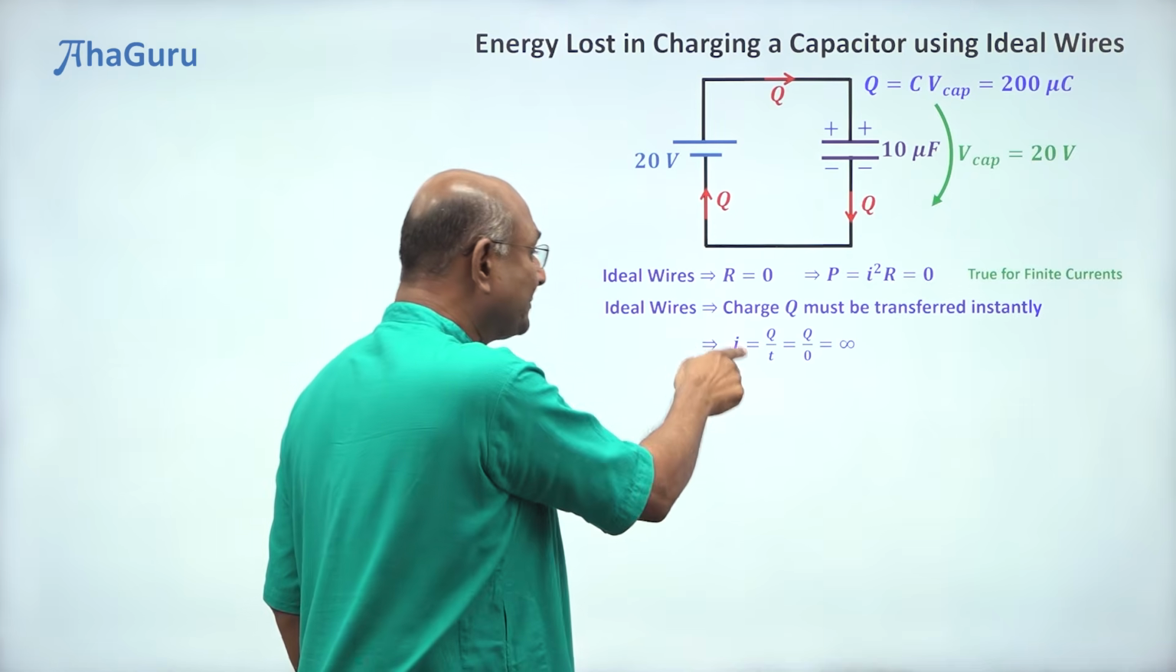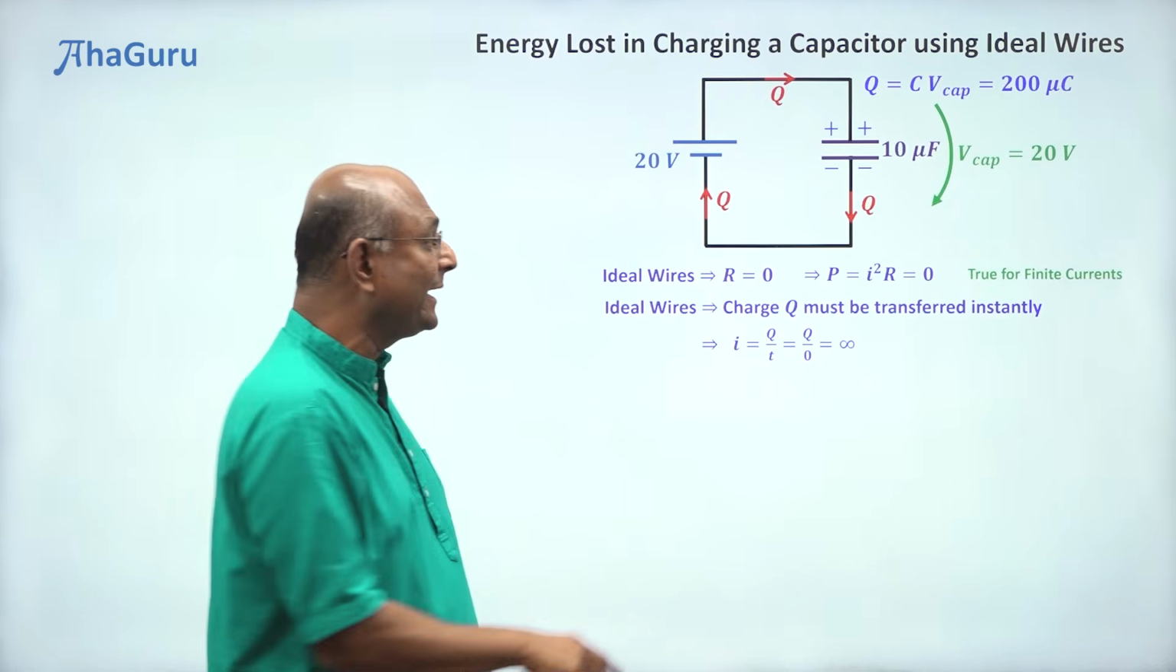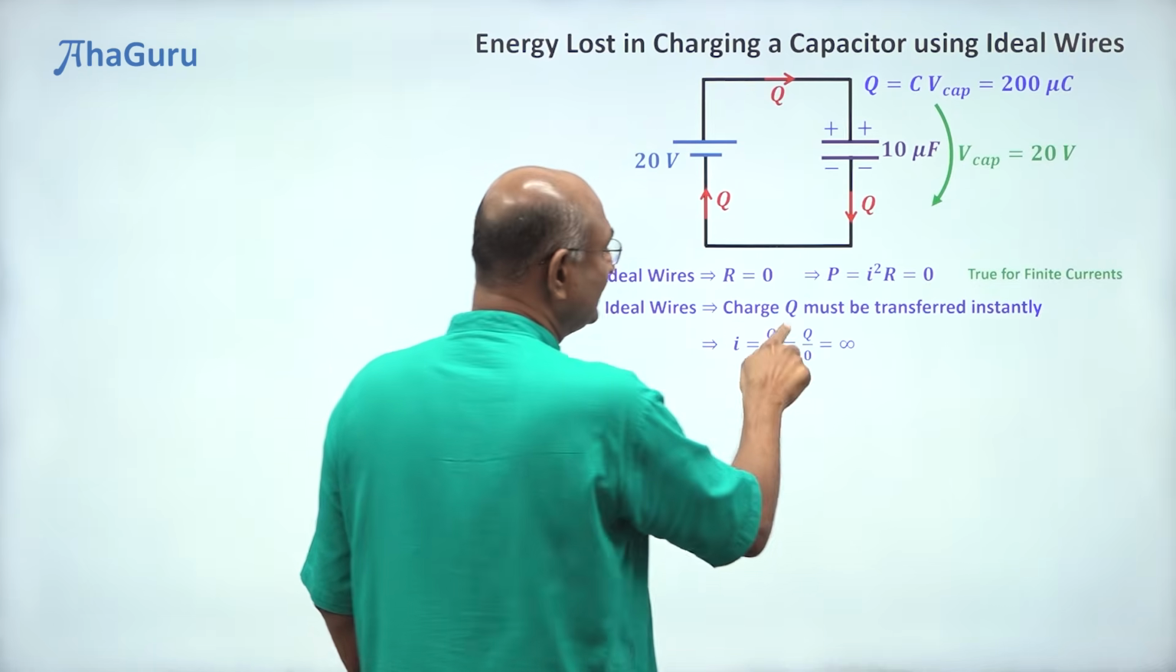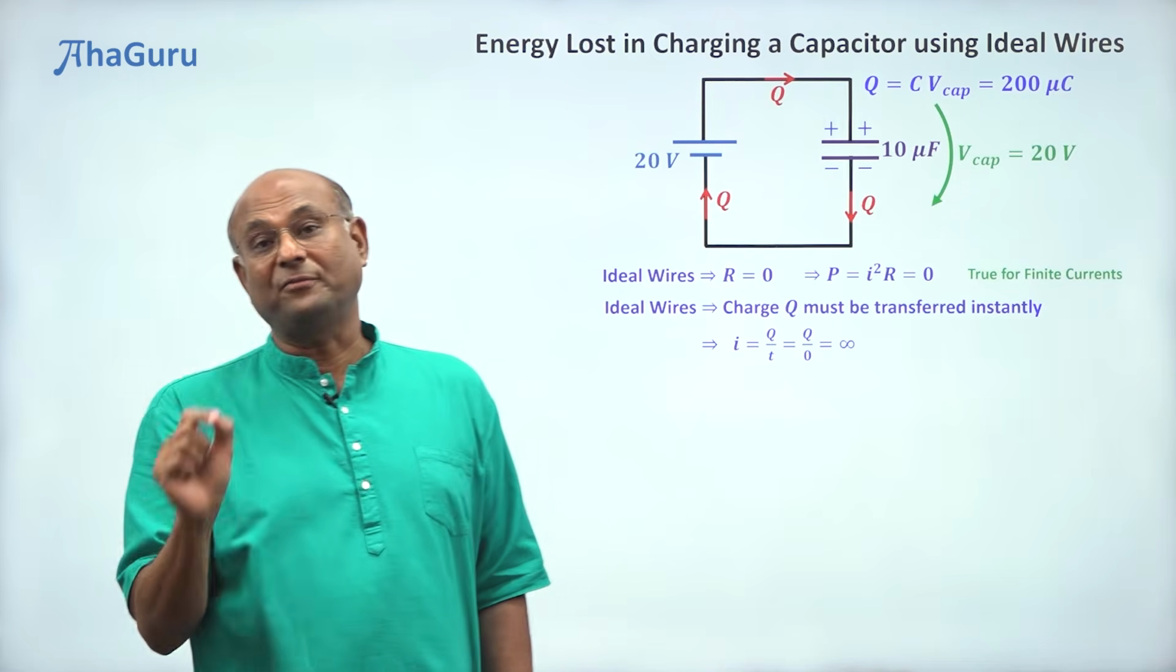So how much is the current that is flowing? Current is charge by time, Q by 0 because it's instant. Q by 0 is going to be infinite. Q is not 0. The denominator, time, is 0. So the current is infinite.